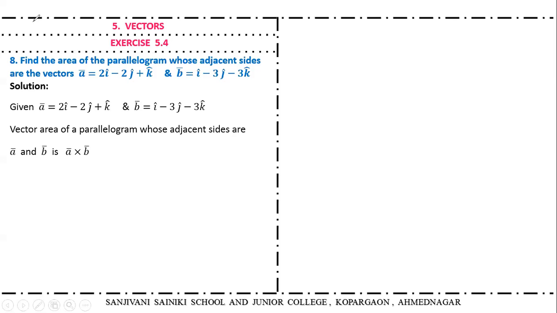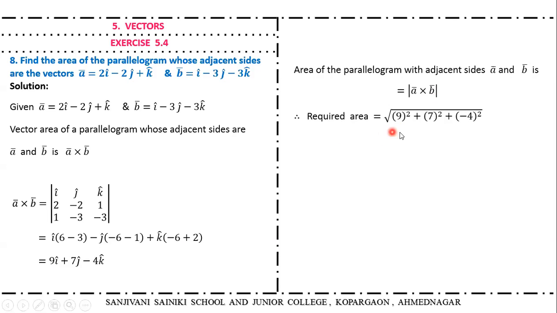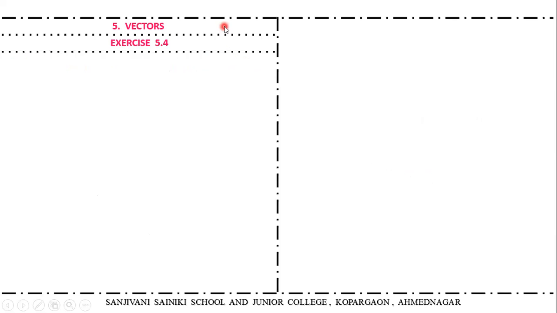So using this formula, you can find the vector area of the parallelogram. A bar cross B bar, using the determinant and simplified, is 9i plus 7j minus 4k cap. This is the vector area. Now I want to find the actual area. The actual area is the modulus of A bar cross B bar. So the required area is the square root of 9 square plus 7 square plus minus 4 square, which is root 81 plus 49 plus 16, equal to root 146 square units.